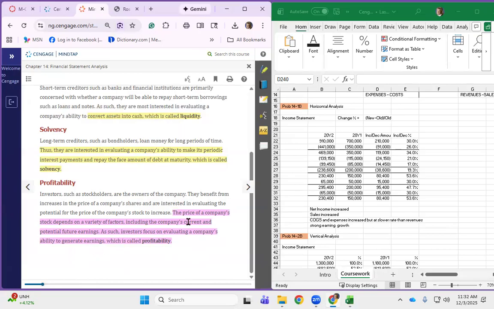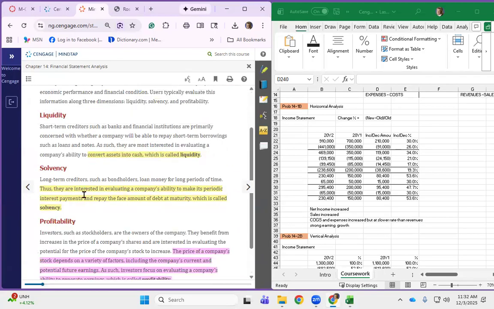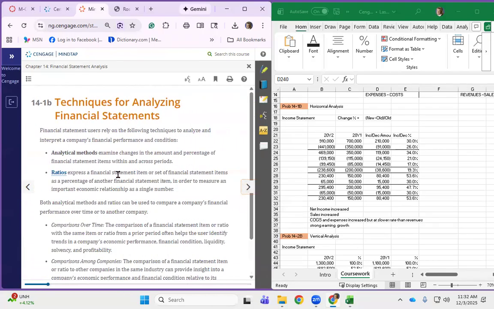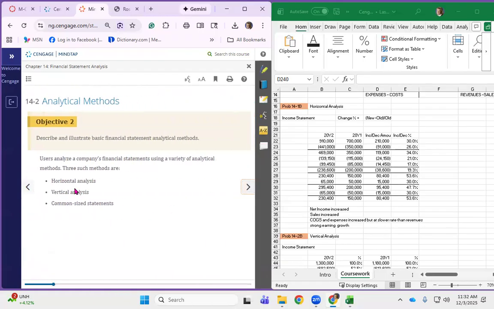That's also called profitability, right? Profitability. So what we're going through in this chapter are several different measures of these three main topics that we need to analyze for a business. Okay, so we have analytic methods. We have ratios. Ratios involve a formula. So here is horizontal, vertical, and something called common-sized statements.